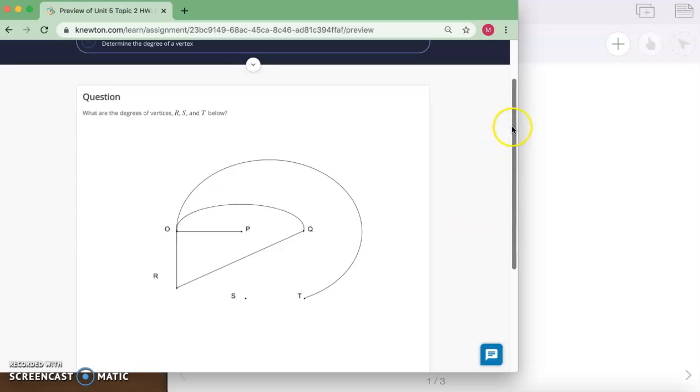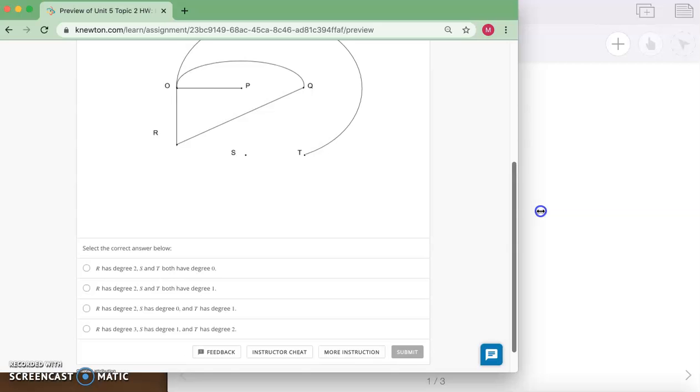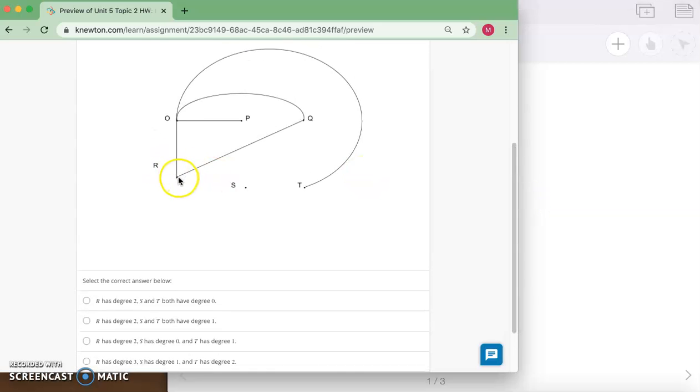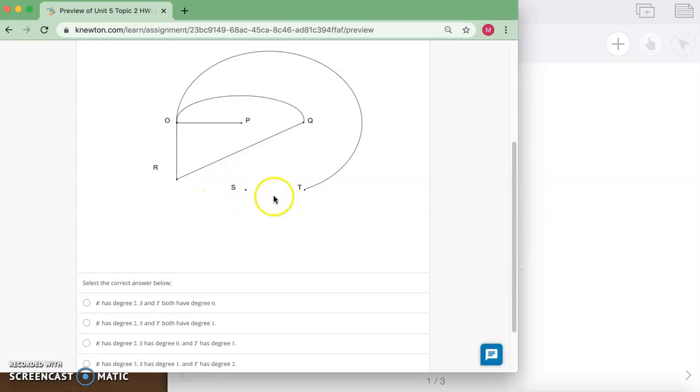All right, so here we have: what are the degrees of vertices R, S, and T below? So R is right here, and we have 2 vertices. So we know that R is degree 2, so that right now we know we're looking at one of our first 3 options. S has a degree of 0. There's nothing connected. So this is also a disconnected graph because there's a vertex out here that's all by itself.